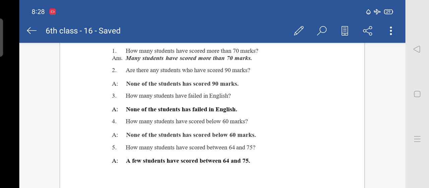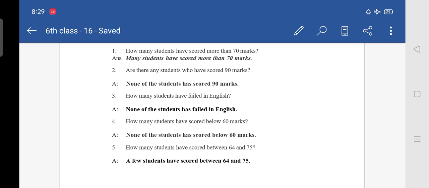Fourth one, how many students have scored below 60 marks? So they are asking how many students have scored below 60 marks. So what you will be writing? None of the students has scored below 60 marks, because no one has scored below 60. If you observe the table, you can understand. Fourth one, none of the students has scored below 60 marks.